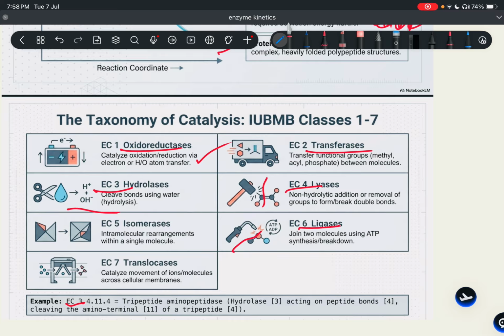Ligases, joining the molecules using ATP. Translocases doing nothing, it's just like a passage, acting as a passage. Let the molecules flow through me.